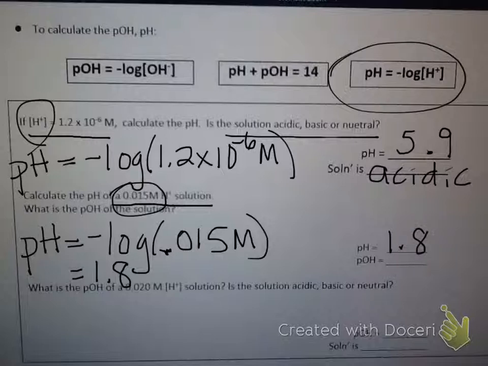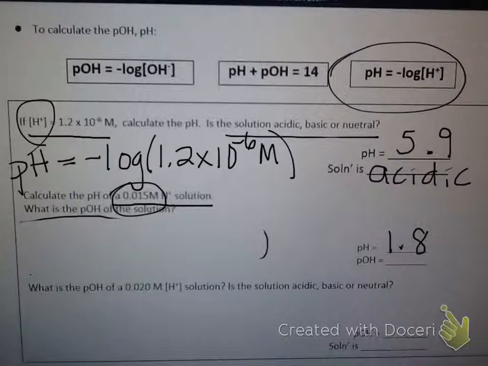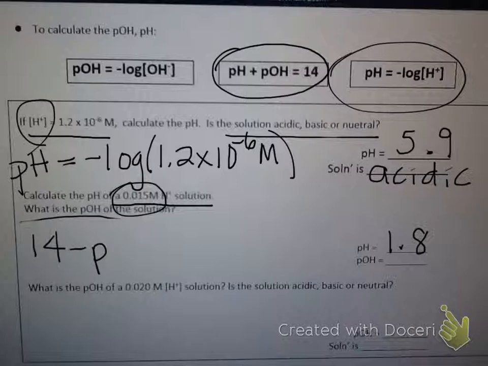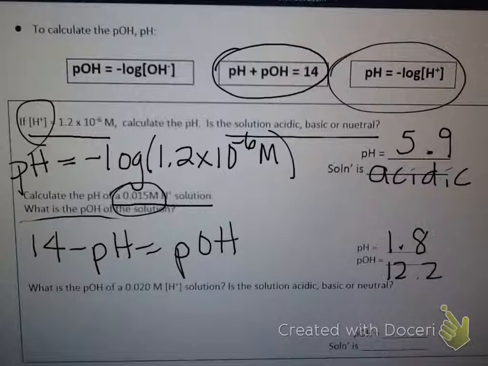So what is the pOH? The next question is, what is the pOH of the solution? The pOH of the solution is 14 minus the pH, because we know that pH plus pOH of any solution is 14. So 14 minus pH gives us the pOH of the solution. So 14 minus 1.8, that's going to be 12.2.